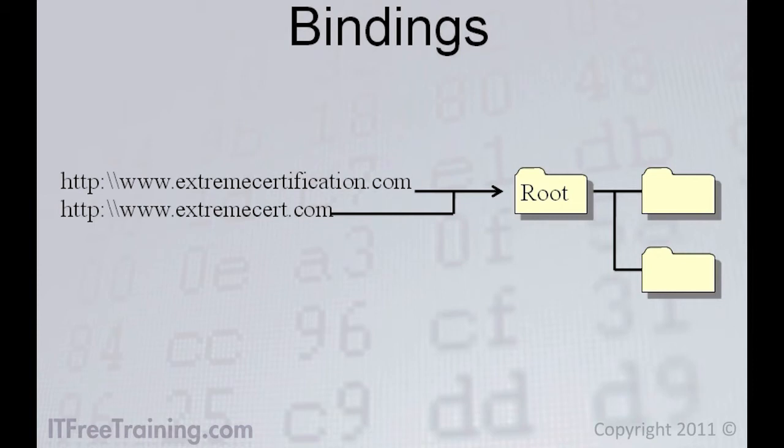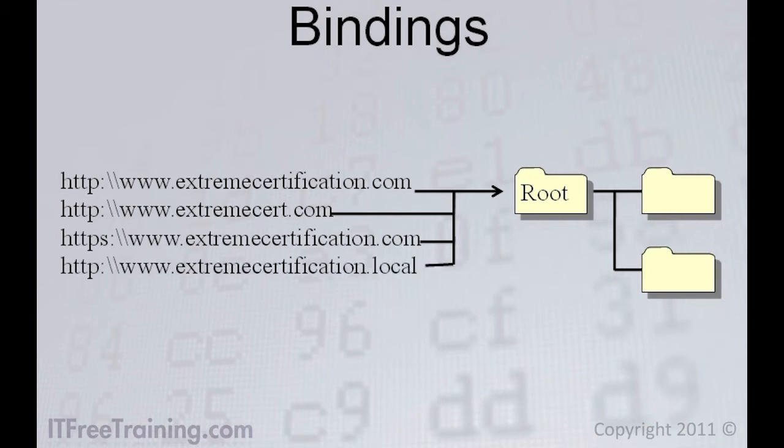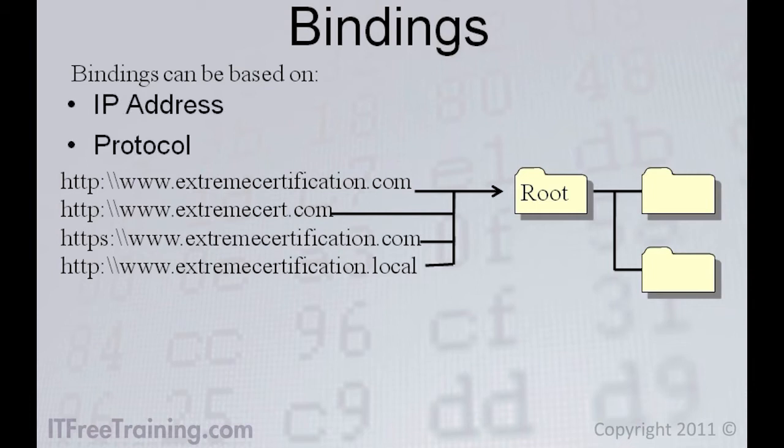If later on there is a need to have a secure section in the website, you can add another binding for HTTPS. 3 bindings, the same files, one site. Bindings can be done on the IP address, protocol, port, and host names. It is possible to have 2 bindings with the same configuration. However, IIS will only allow one of these to be active at once.